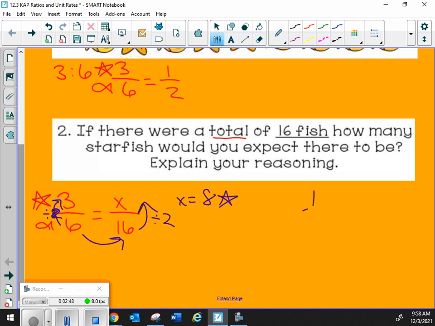Okay. I could have also used that 1 to 2, that simplified ratio of 1 to 2 to work it up to 16, and then worked it times 8, times 8, and got the same thing. Either way you work it, it's it. That's the beauty of it all.